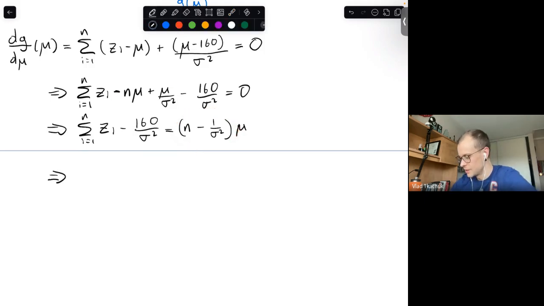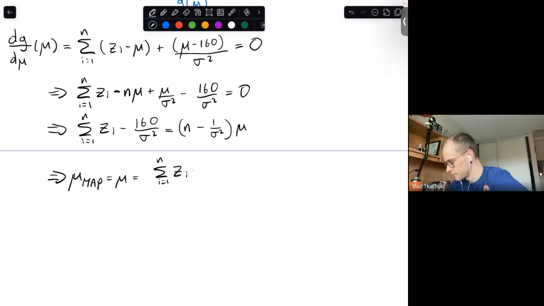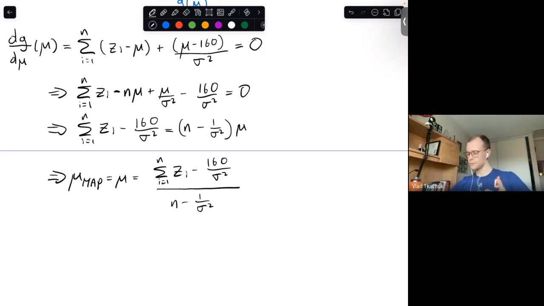which is that mu, which is really mu MAP, that was our goal, is equal to this mu thing we just solved for. And what that equals is this kind of complicated looking fraction, but it has a nice interpretation. Okay, so we get this fraction. And so we've got our first ever MAP solution. So we've solved for the parameter mu.